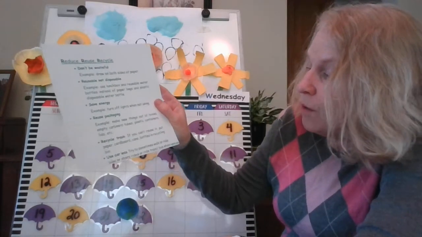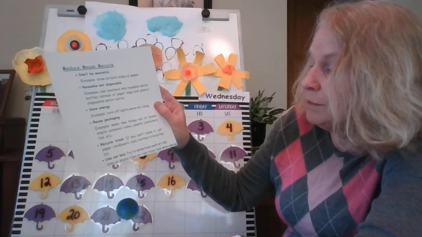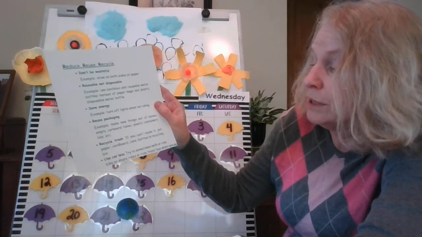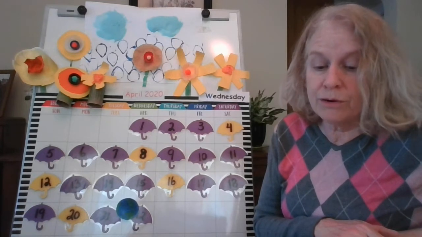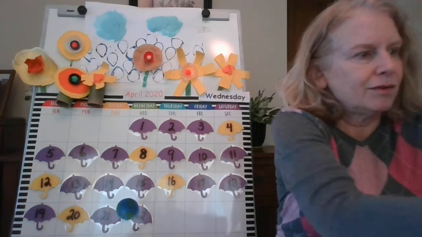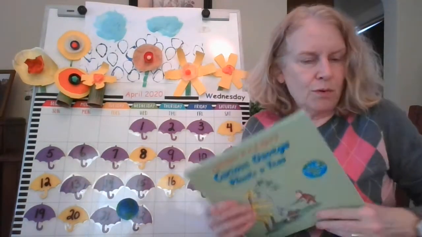And try to use your car less. Sometimes try to walk or ride your bike or share rides or ride a train or a bus when you can. Right now, it's a little hard to do that, but when you can, I know that some of you sometimes rode your bike or walked to school, and that's saving energy, and that's good for Earth, planet Earth. So let's read a little story about our Earth, okay?